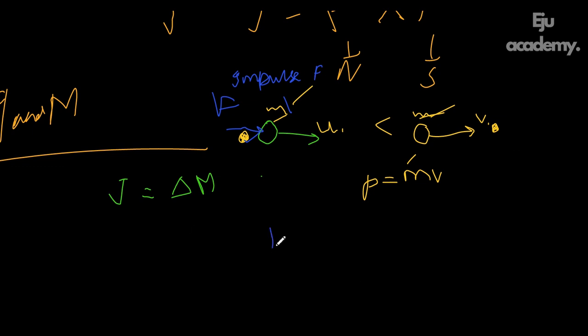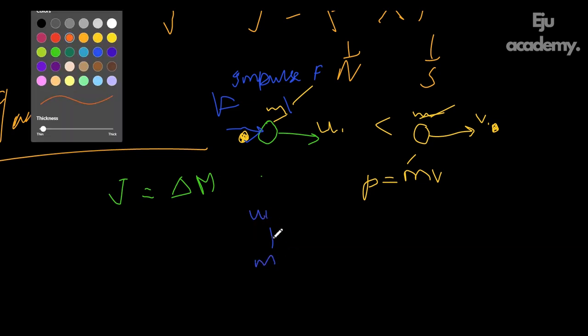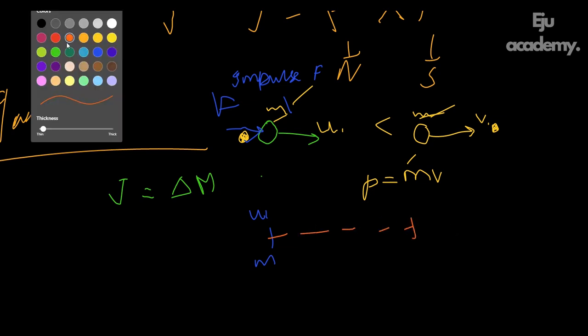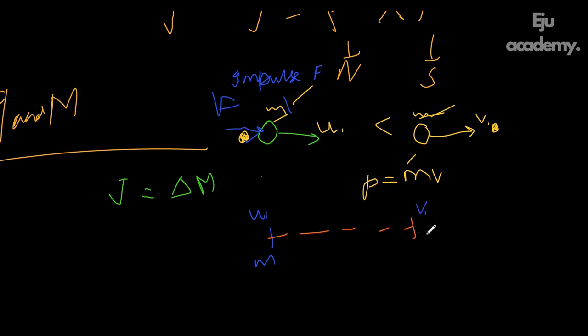Impulse F. So let's just say 1 second ago this mass m had a velocity u1, and after 1 second, when enough time had gone, this mass moved. This is the whole 1 second timeline. This mass got a velocity of v1 and mass m. Mass is going to be constant, and there's going to be no impact of force on the mass.